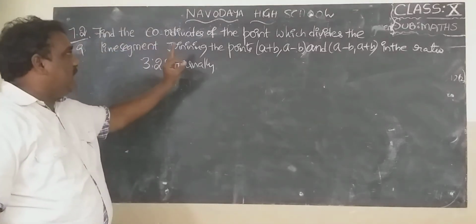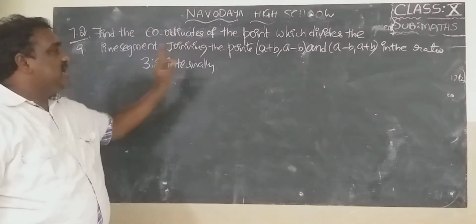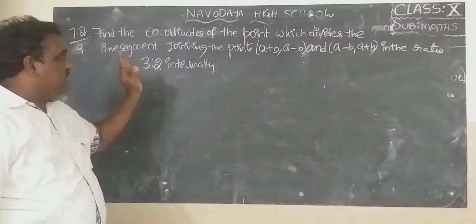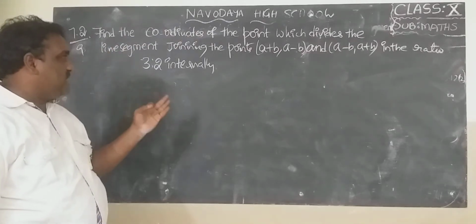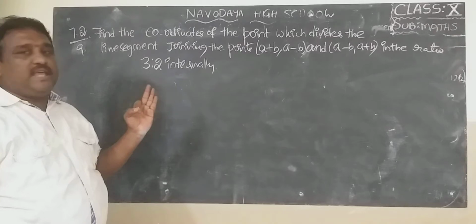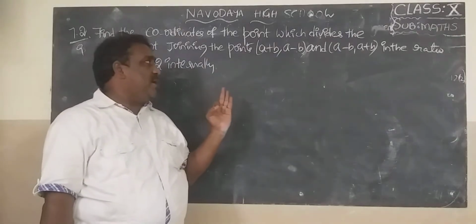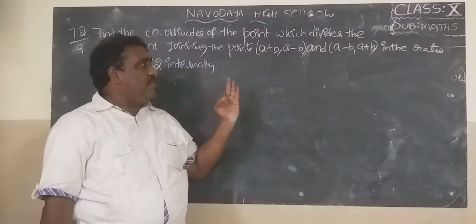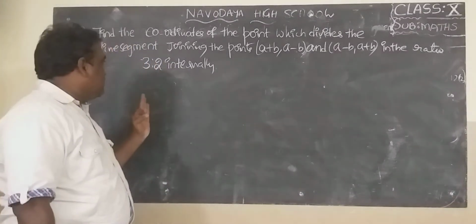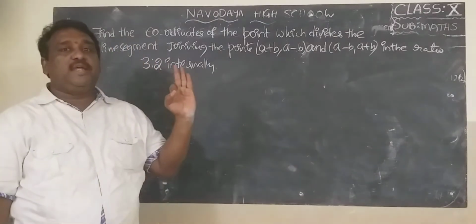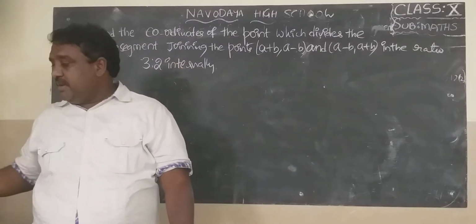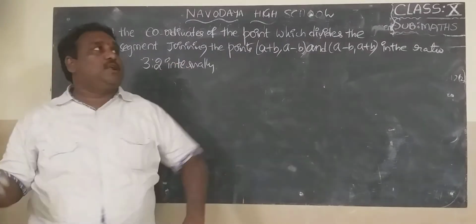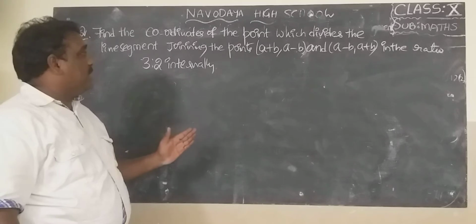Find the coordinates of the point which divides the line segment joining the points, first point a plus b comma a minus b, second point a minus b comma a plus b, in the ratio 3:2 internally. So the meaning of the problem plays an important role. What is there in the problem?